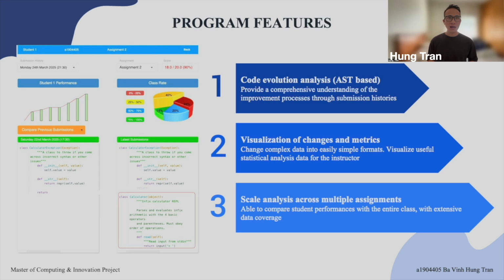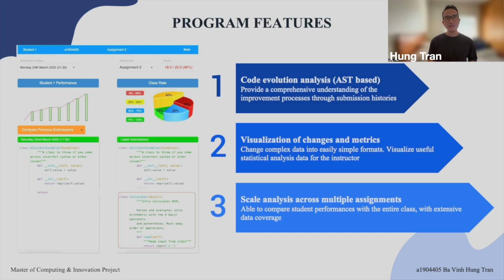This deep structural analysis allows instructors to trace the precise evolution of code, recurring errors, and identify areas of improvement. By understanding the patterns, instructors can provide targeted feedback, helping students refine their coding skills more effectively.